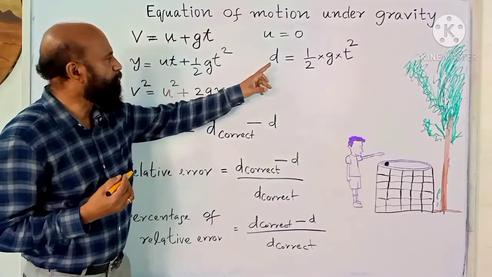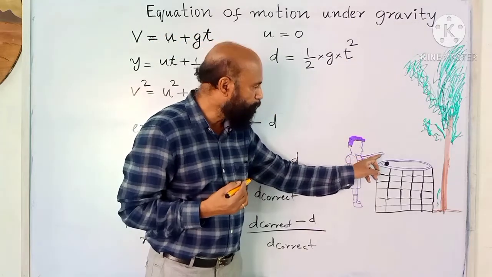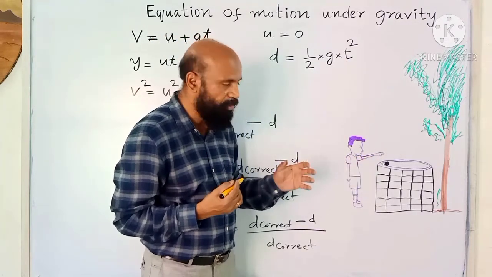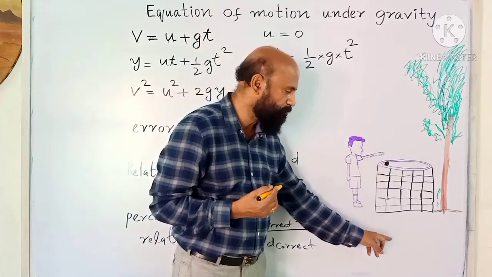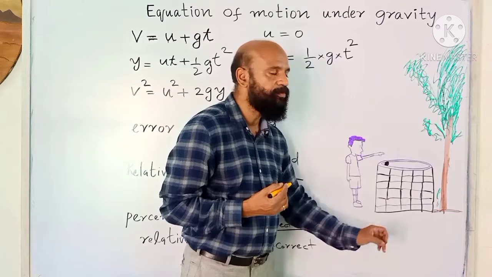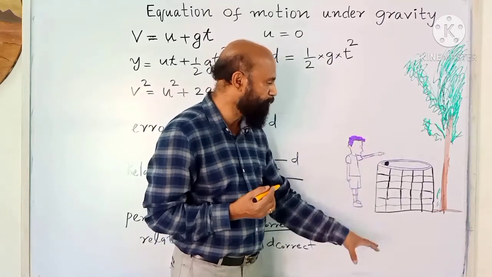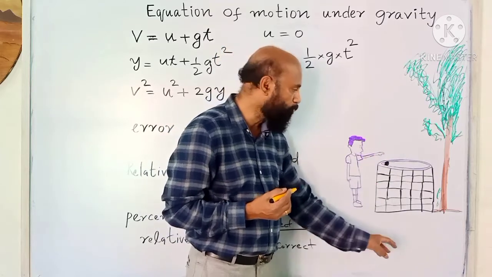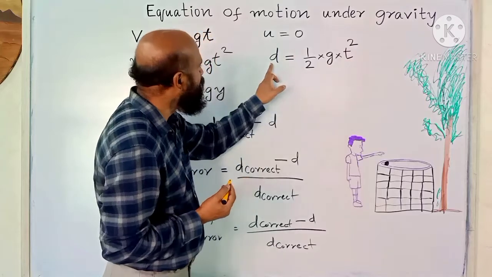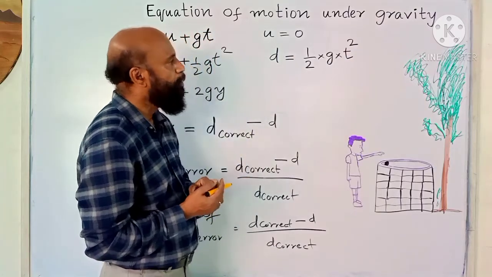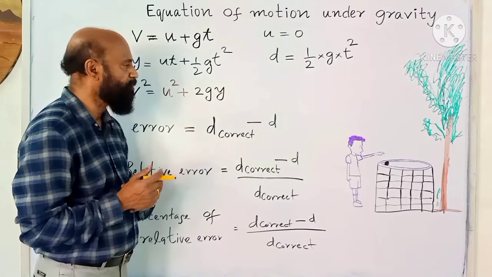To find the depth, you should know time. So at the time of dropping, you start a stopwatch. Then when the ball is hitting the bottom, you stop the stopwatch. So you can find out the time taken by the ball to reach the bottom. Now using this, you can get the depth. But in the measurement of depth, there will be error.